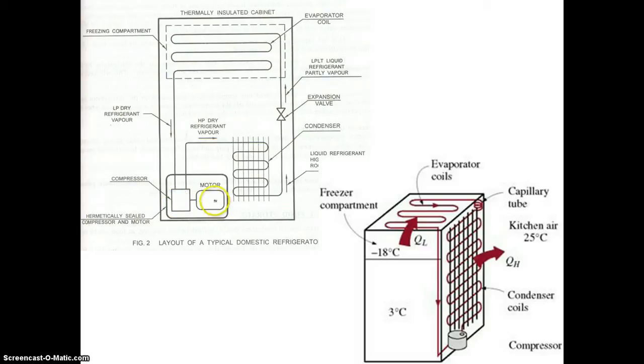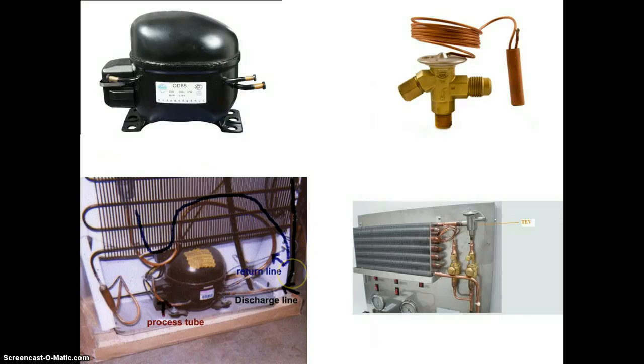Normally the electrical supply is connected with the motor. The motor runs the compressor. After the compressor we have this condenser, then the expansion valve, then the evaporator, and again the compressor. So this is the simple layout of a domestic refrigerator.